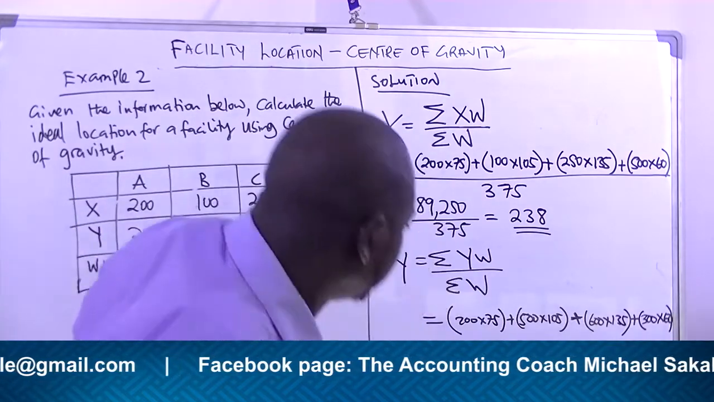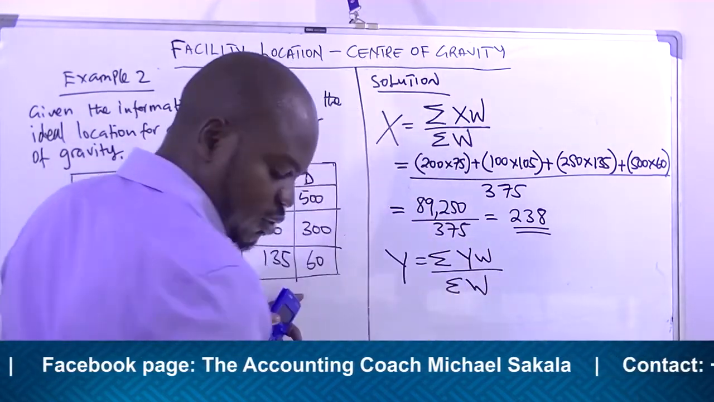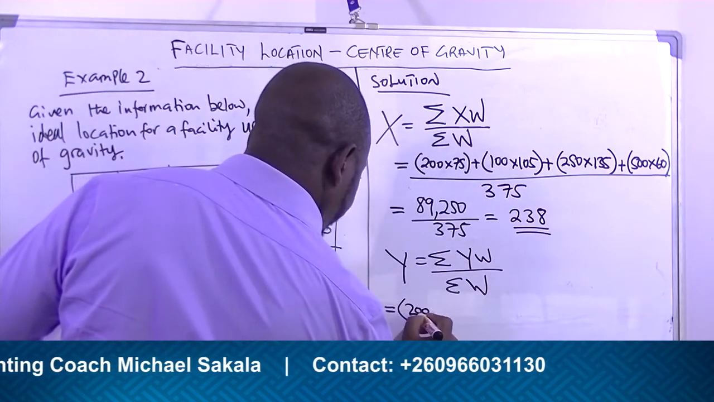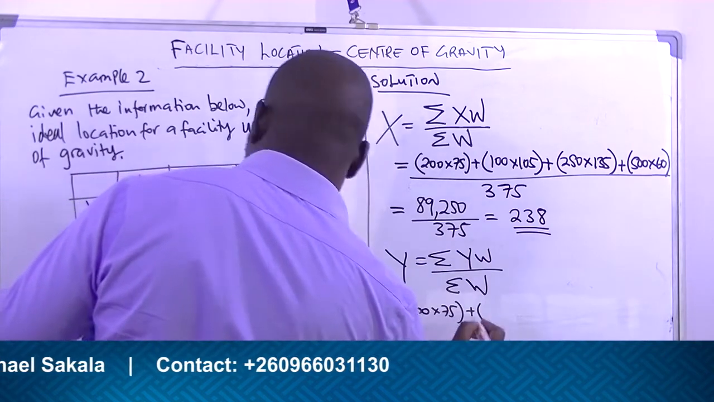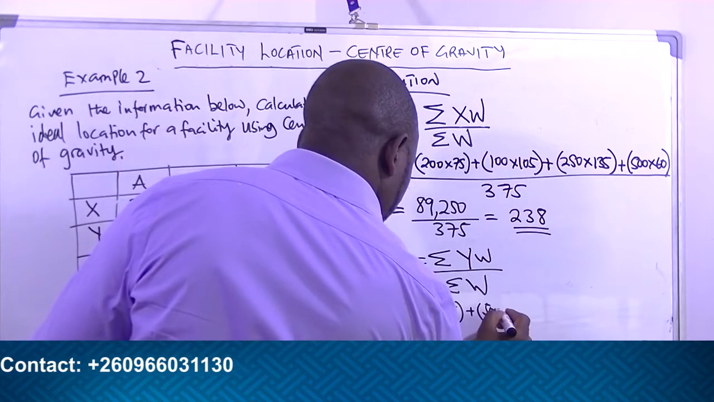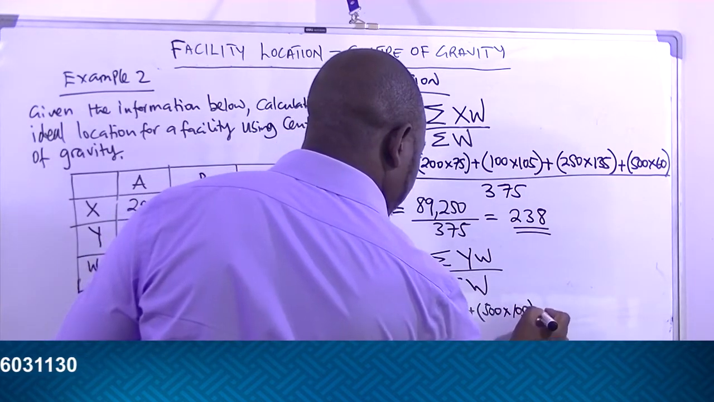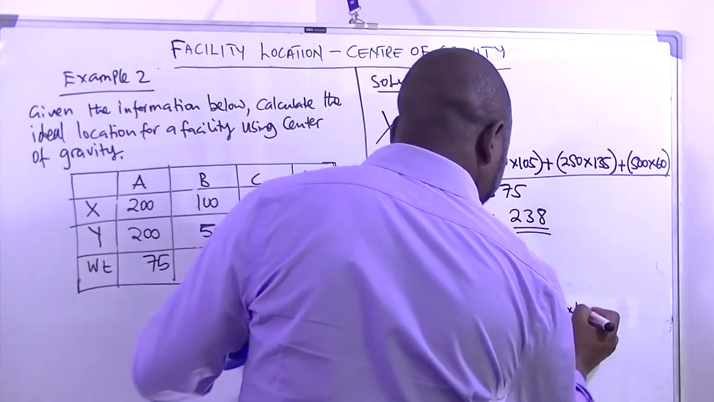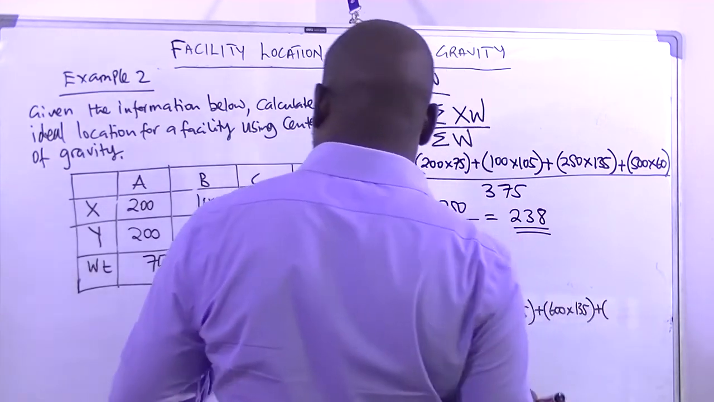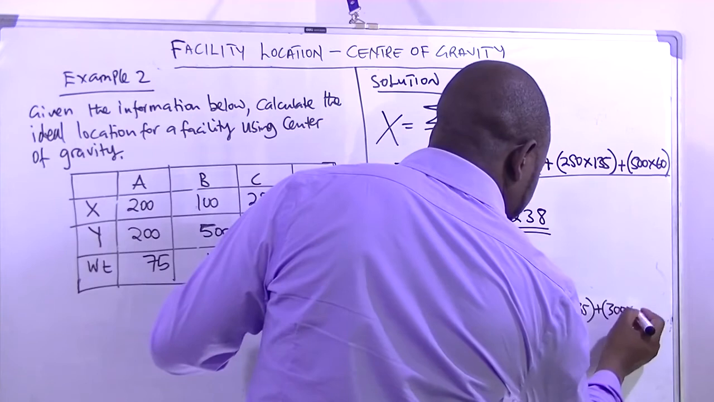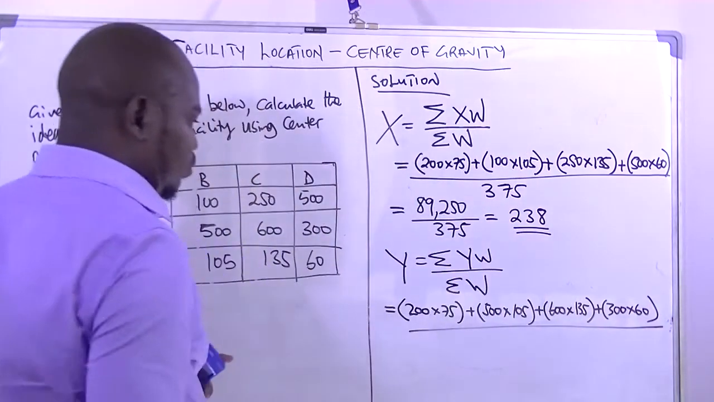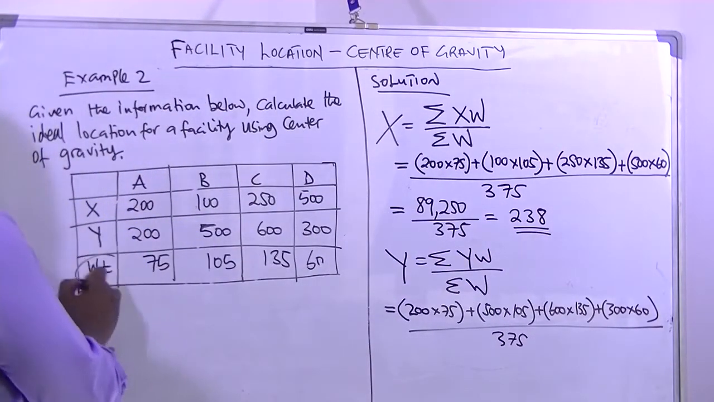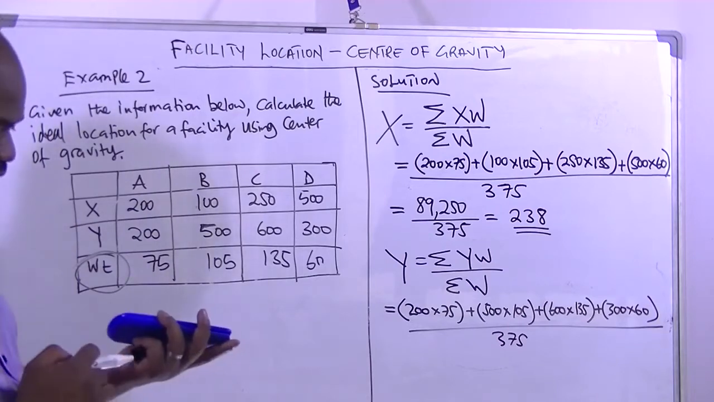It's not visible. Let me just be smart. There's no harm. I'll start from here. 200 multiply by 75. 500, multiply by 105. 600, multiply by 135. 300 multiplied by 60. This is better. Over 375. The 375 will remain because it's simply the summation of the weightings. Now I can process that on the calculator.